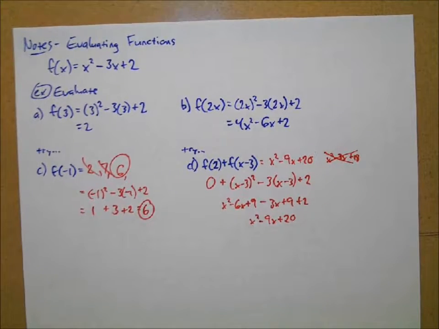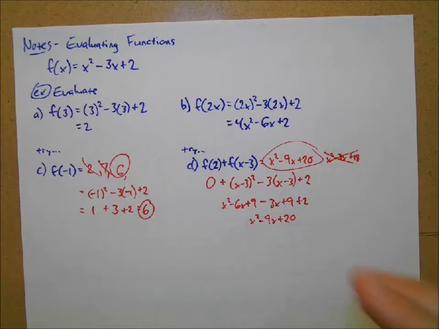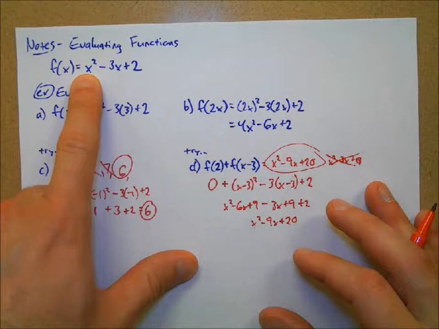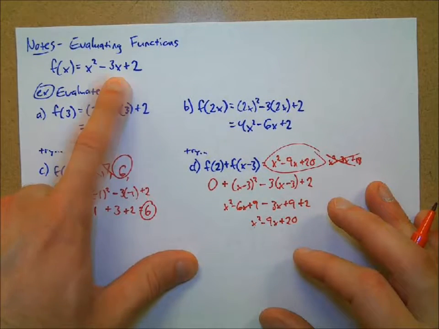Yes, Jen. Why is f of 2 0? F of 2 is 0, so if we plug the 2 in here, 2 squared is 4. 3 times 2 is 6, so 4 minus 6, negative 2, plus 2, 0.